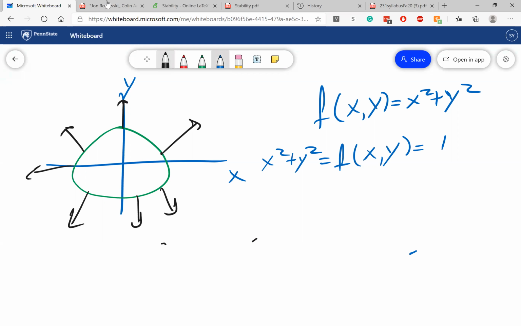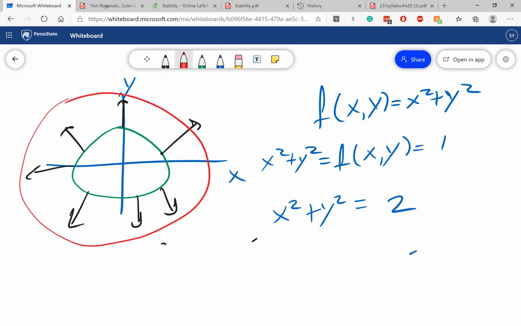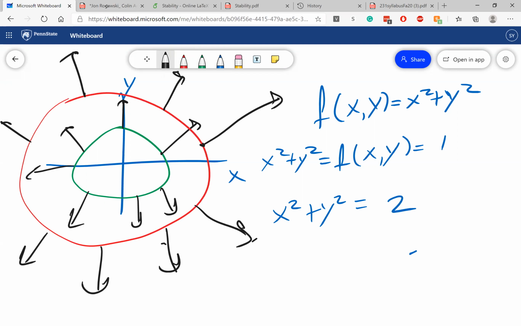If we take another contour, x squared plus y squared is equal to 2, we get another circle, and the gradient will once again be orthogonal to this circle. And we'll see why this is soon, but that geometrically is interesting to point out. Any questions about this so far? Okay.